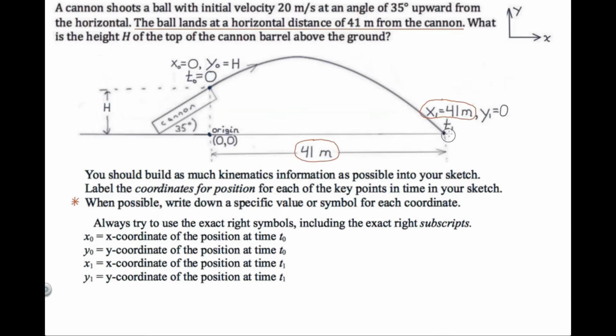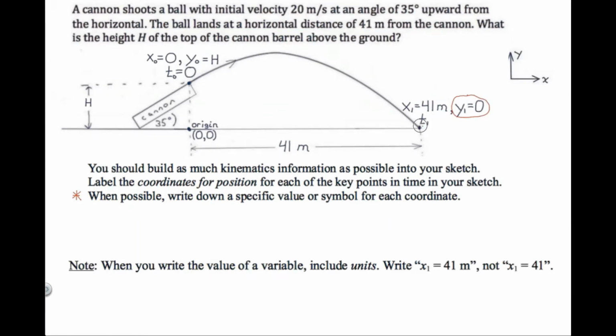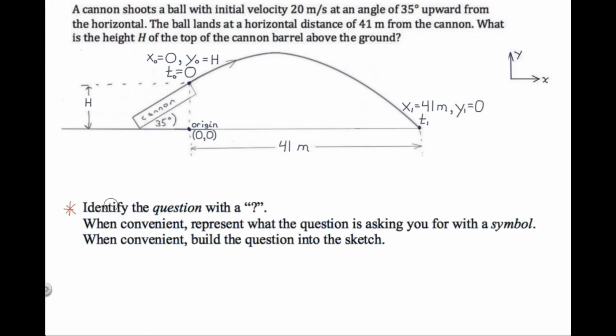This position is located at a horizontal distance of 41 meters to the right of the origin. So, x sub 1 equals 41 meters. This position has the same vertical location as the origin. So, y sub 1 equals 0.